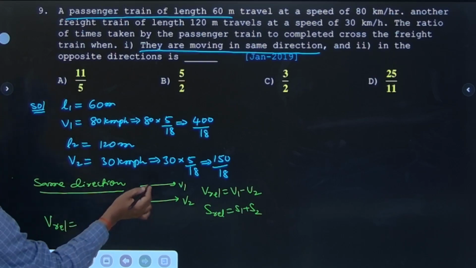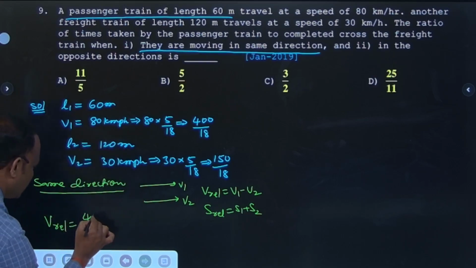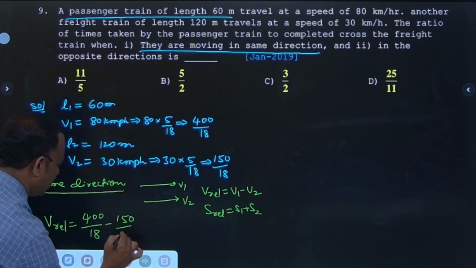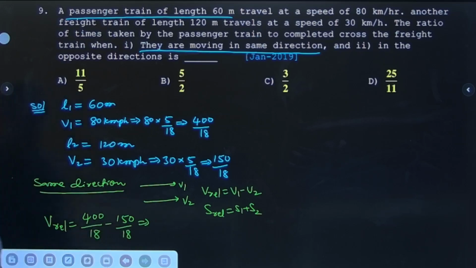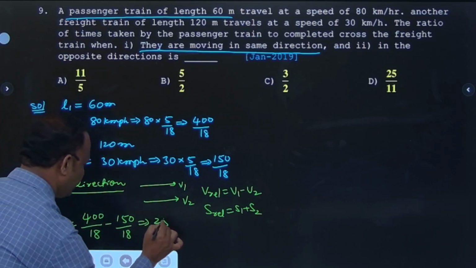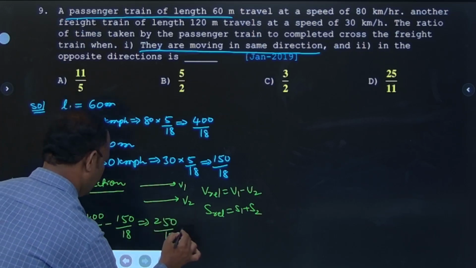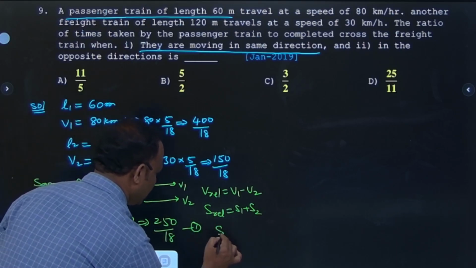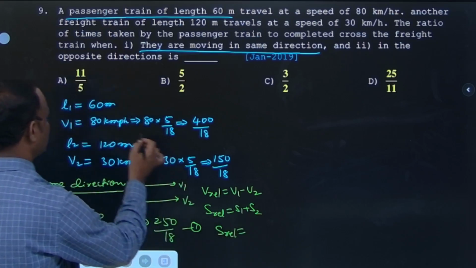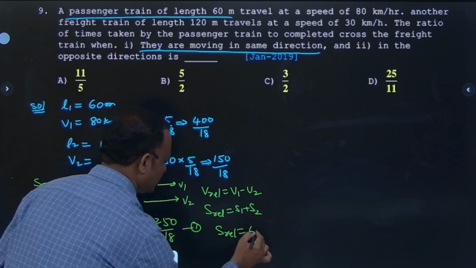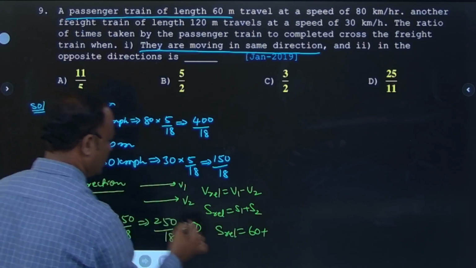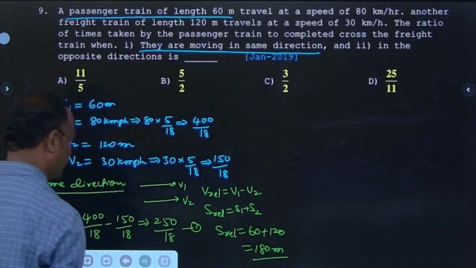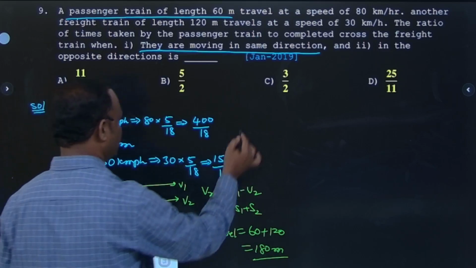V relative is V1 minus V2. V1 is 400 by 18 minus 150 by 18, which is 400 minus 150, so 250 by 18 is my V relative. And S relative is L1 plus L2, 60 plus 120, so 180 meters. This is S relative in the same direction.